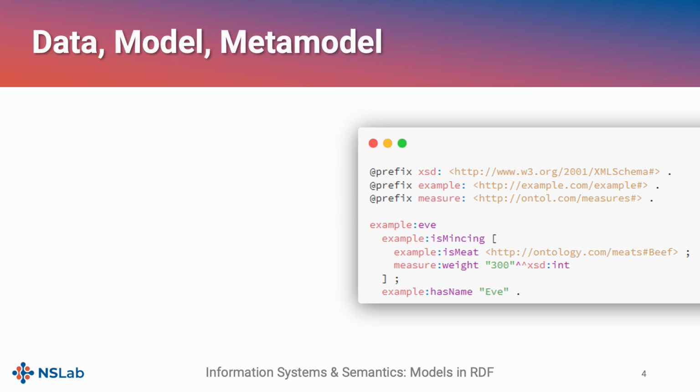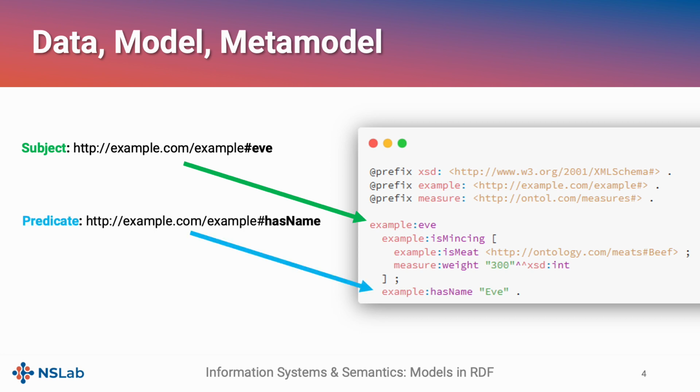When taking a look at the example on the right side, we can go through it. So there is some subject. This is some identifier representing the resource Eve. Then we have some predicate, in this case has name. And finally we have object Eve as a string, literal, some value.